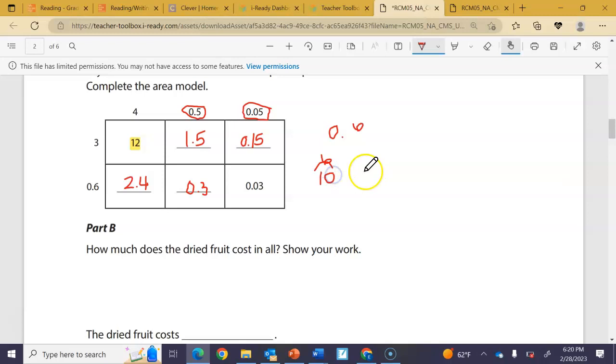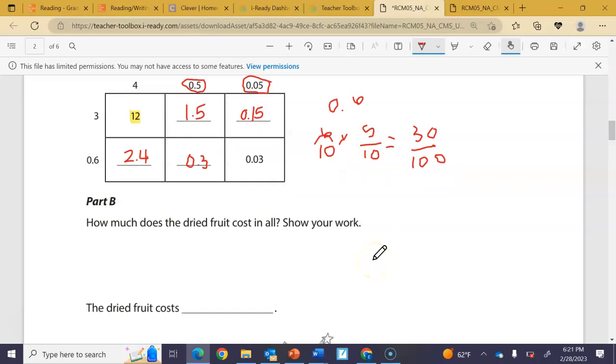6/10 times 5/10, which would give me 30 equals 30 hundredths, which is the same thing as 3/10. Okay, that's just an example of how you can write it as a fraction. You do not have to do that.